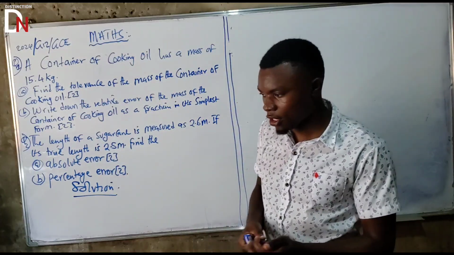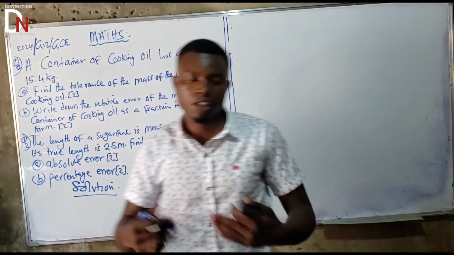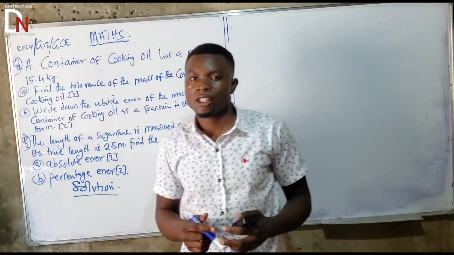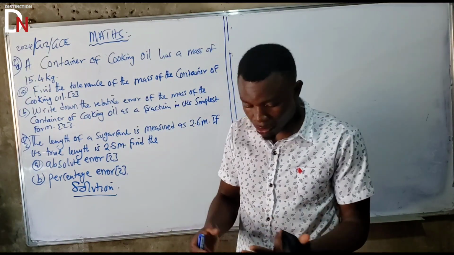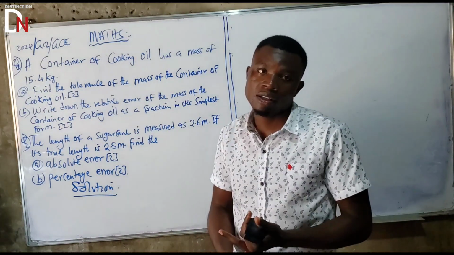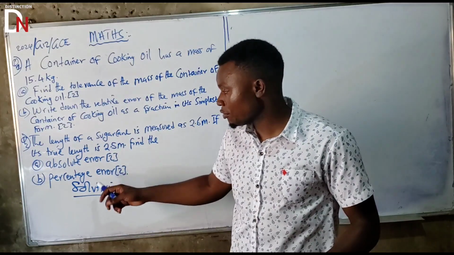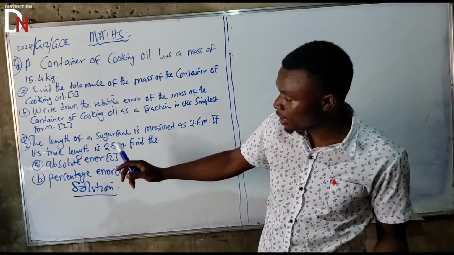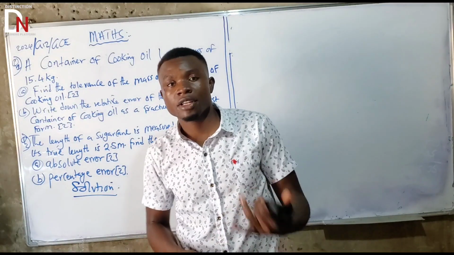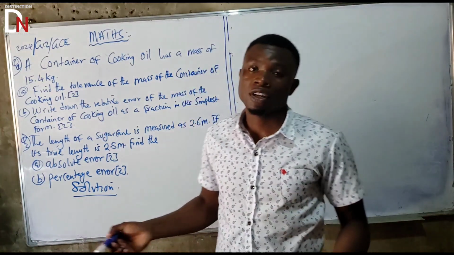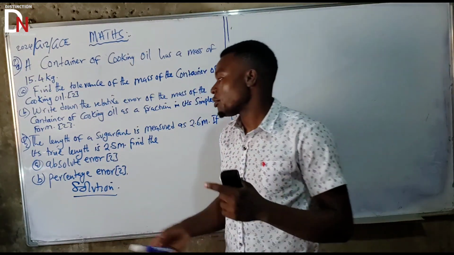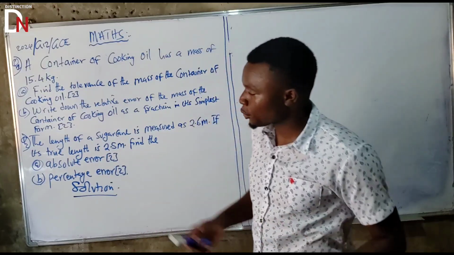So the question is saying find the absolute error. When you're finding this absolute error, it's very important, because when you want to find the tolerance, it will involve finding the absolute error. If you want to find the relative error or the percentage error, it's very important for you to know how to find this absolute error.